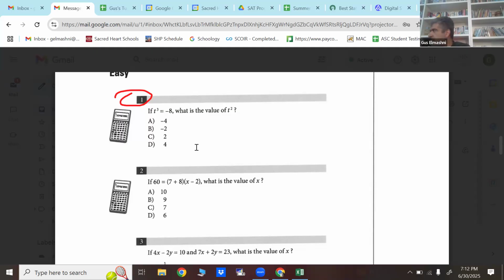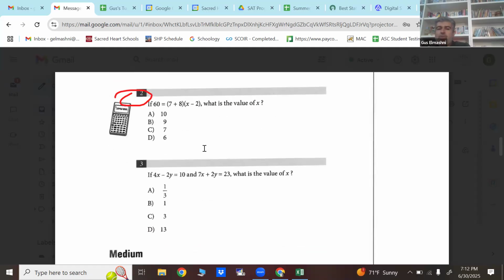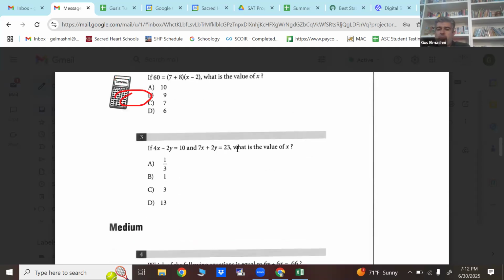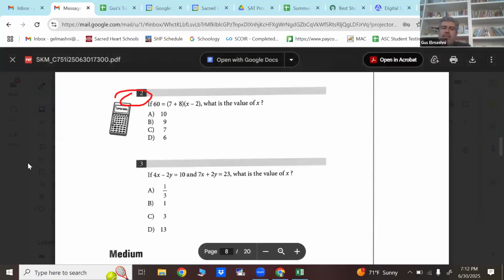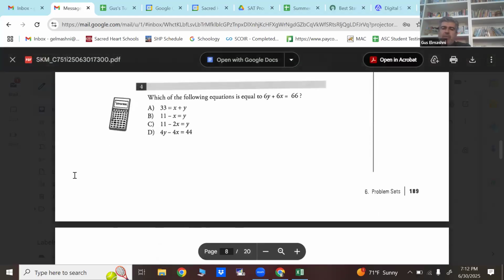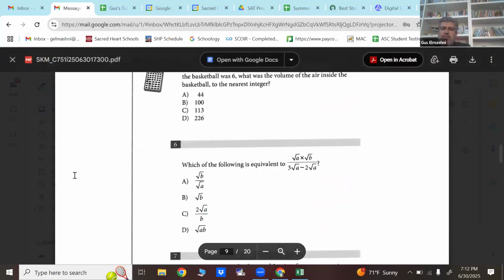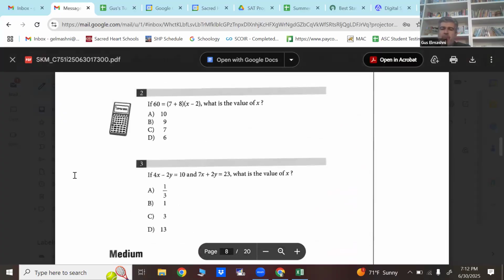Wait, but can't you just do it in your head? Yeah, sure. By the way, for number 2 and number 3, what do you think? Actually, I think we'll just do the easy ones right now, and I'll save the medium and hard ones for homework.